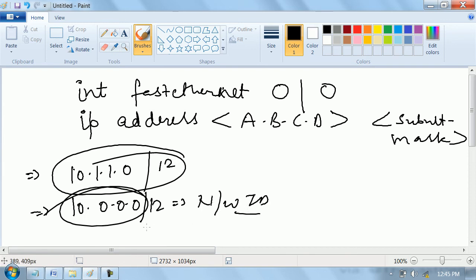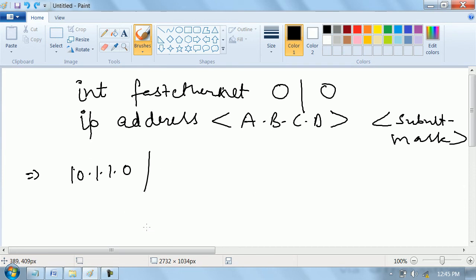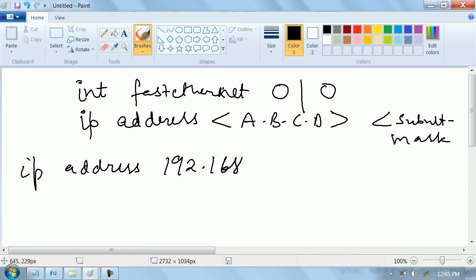10.0.0.0/12. This will be the network ID. Agree? On the router's interface, I am assigning an IP. Let's say this is the IP. I am writing here the IP address 1.1. Whenever you are assigning an IP address, all host bits can never be zero.